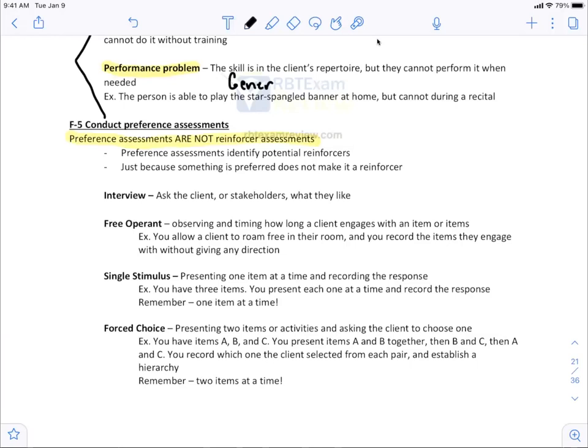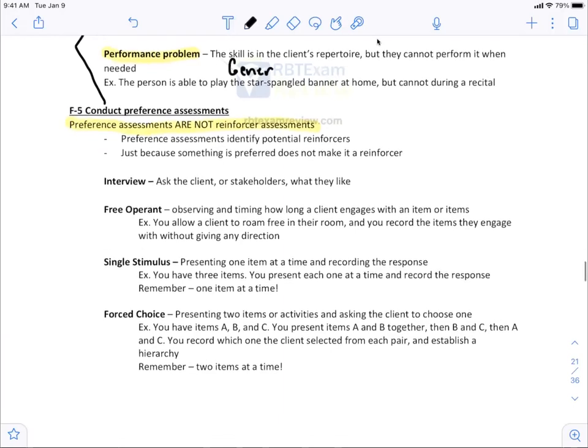So how can we conduct preference assessments? Well, the most basic indirect is through an interview. We can ask the client or the stakeholders what the child or client likes. Very basic, very straightforward, very indirect. I would not recommend basing your entire preference assessment on interviews, just like we don't base our entire skill plans and behavior plans on indirect observations. I always try to get one type of direct preference assessment under your belt.